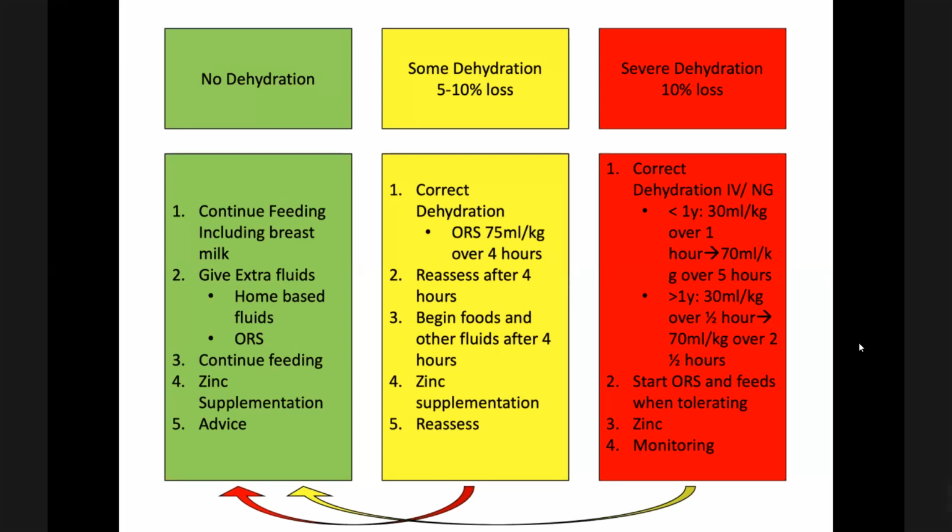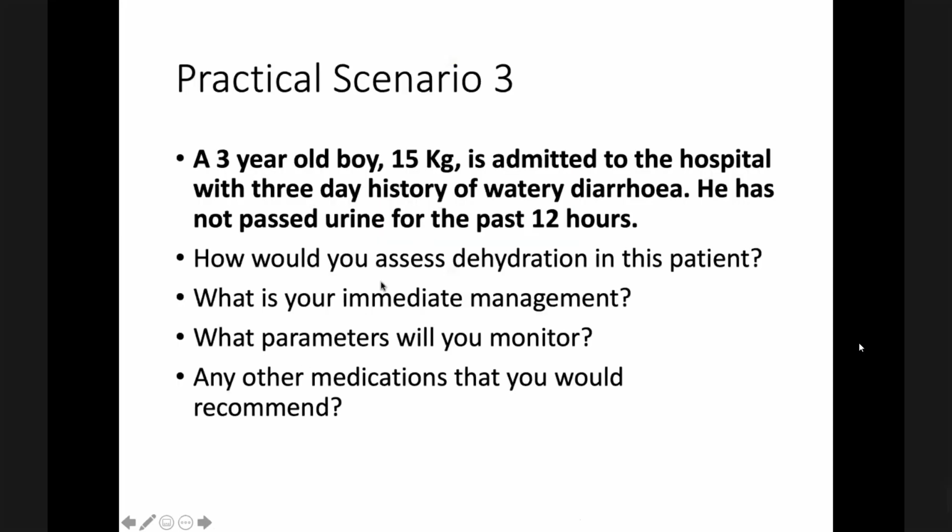But WHO gives a different formula. So between 0 to 2 years, you give like 50 to 100. Between 2 to 5, you give about 100 to 200. Then after 5 to 9, you give about 200. But more than 9 years, you give as much as the child drinks. But the easy way to remember is the NICE guideline one, that is 10 ml per kg of Jeevani whenever the child passes stools.